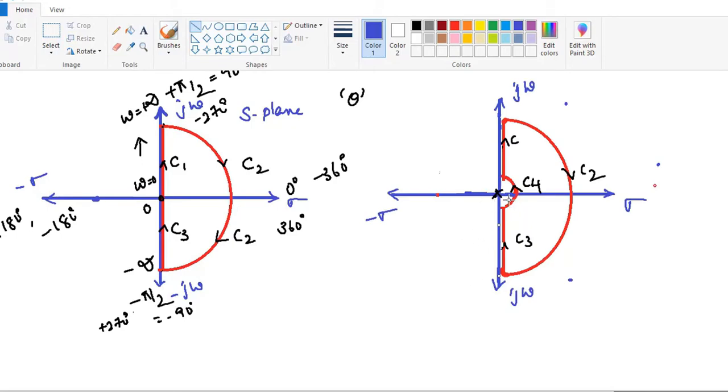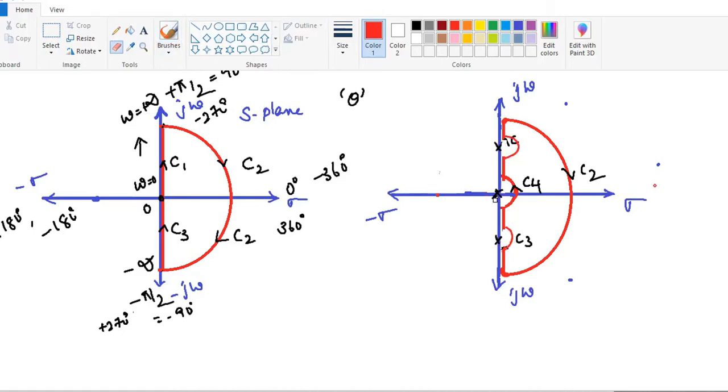So when a pole is located at the origin, at this particular pole, the Nyquist contour shape is like this. Suppose there are some more poles on the imaginary axis like this. So this section C1 gets changed to another section like this. Here also, at this particular area, this is another section.